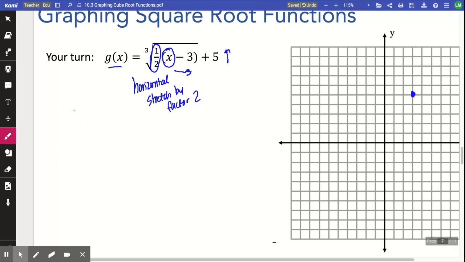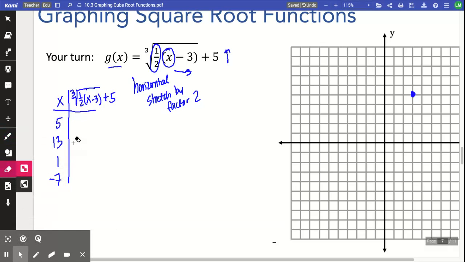Okay, let's find some points here for my t-table. Here's the points I chose. Again, we have to think that whatever we're plugging in for x, we're subtracting 3 and then multiplying by 1/2. And we want to end up with the value of 1 and the value of 8 here. So if we plug in 5, 5 minus 3 is 2, times 1/2 is 1. So think of it that way. Plug in values, play around, work backwards to see what's going to give me a perfect cube.